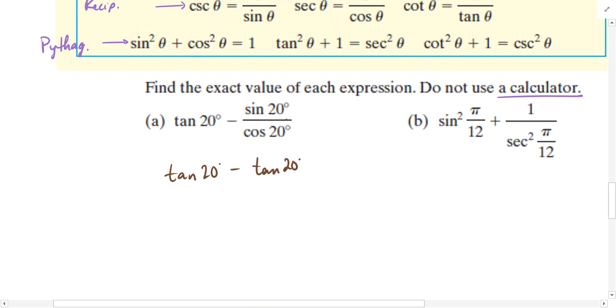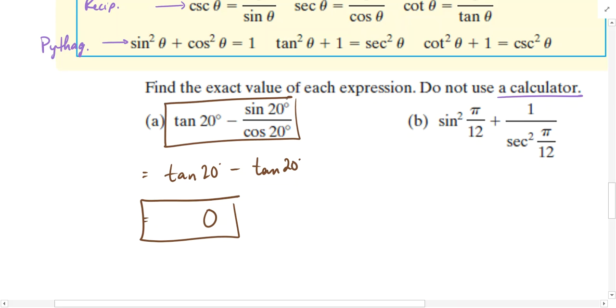And lo and behold, this is pretty easy to solve now. Tangent of 20, whatever it is, minus another tangent of 20, well, that's an item subtracting itself. That's going to end up equaling 0. So while it may not have looked like it at the beginning, and we may not have understood it at the beginning, we see that tangent of 20 degrees minus sine of 20 degrees divided by cosine of 20 degrees certainly should be equal to 0.